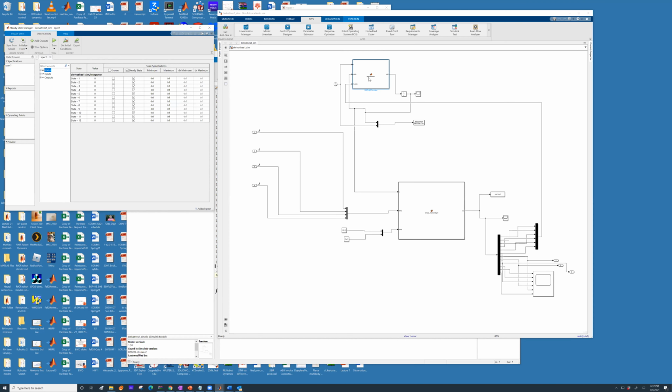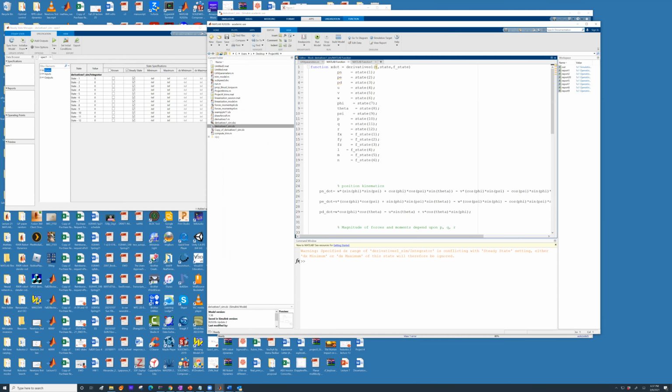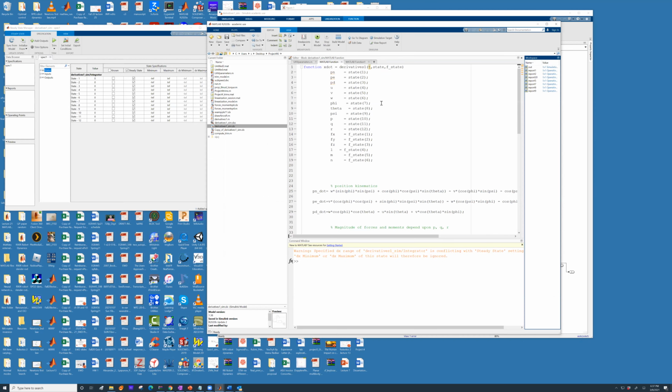You can actually find from here that these 12 states correspond to the 12 states over here. For example, state 1 is Pn, state 2 is Pe, state 3 is Pd, state 4 is U, V, W, Phi, theta, psi, P, Q, R, and so on. Everyone with me so far?